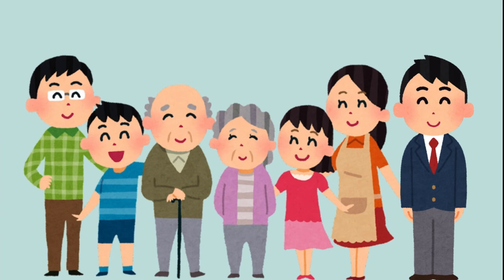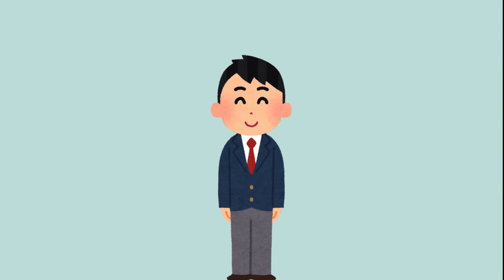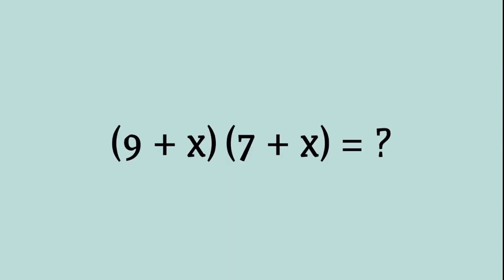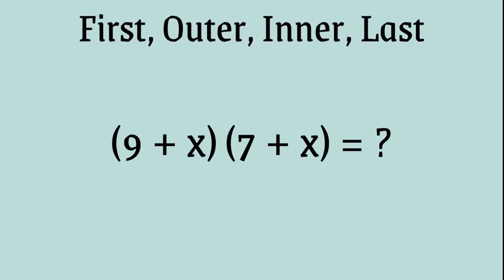Now let's go to DPMA's extended family, specifically DPMA's older brother, FOIL. FOIL is pretty similar to DPMA. Let's go over an equation in which you would use it. Let's say instead of what we had earlier, we have this now. 9 plus x groups of 7 plus x. This follows the same principle as DPMA, it's just we have more terms now. For reference, FOIL stands for first, outer, inner, and last.